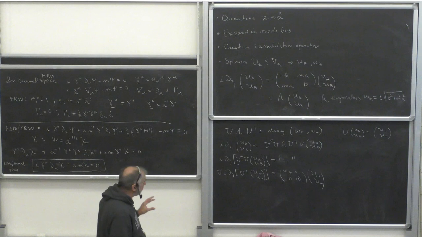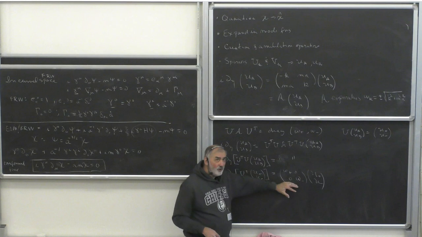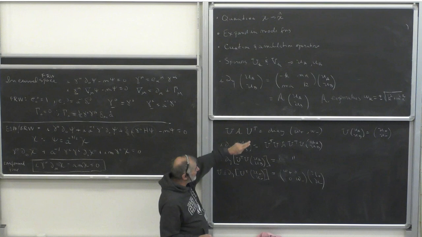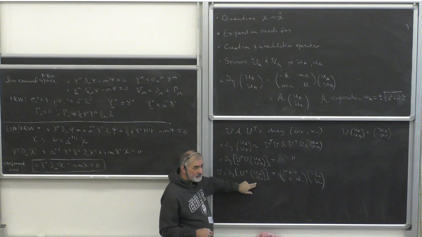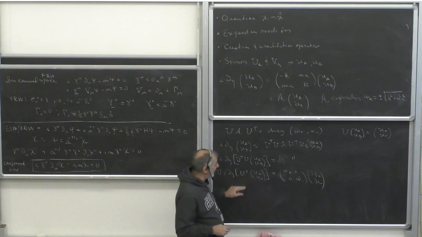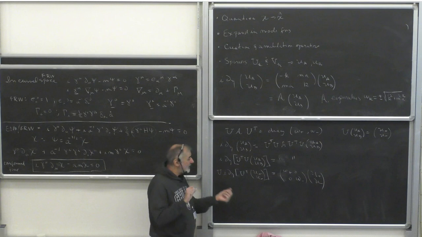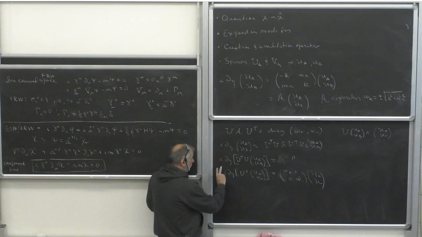Now this is almost what we had before in flat space, but in flat space, the matrix that diagonalized A was time independent. But now the matrix that diagonalizes A is going to be time dependent. If the unitary matrix is time independent, I could take this out, and this would give one, and it would just give the flat space result.